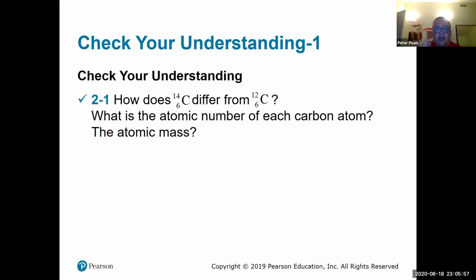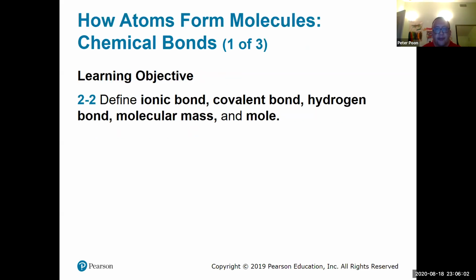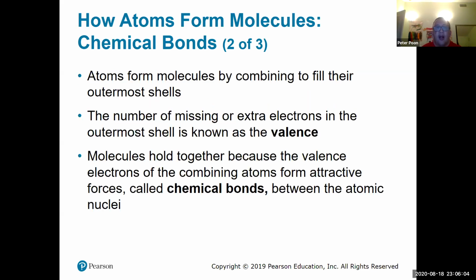Make sure you can answer these questions. Electrons want to fill their outermost shell. They fill their innermost shell and go outward, and ultimately they want to fill the outermost shell. The electrons on the outermost shell are the ones that will be interacting with other electrons, and therefore they're known as the valence electrons.